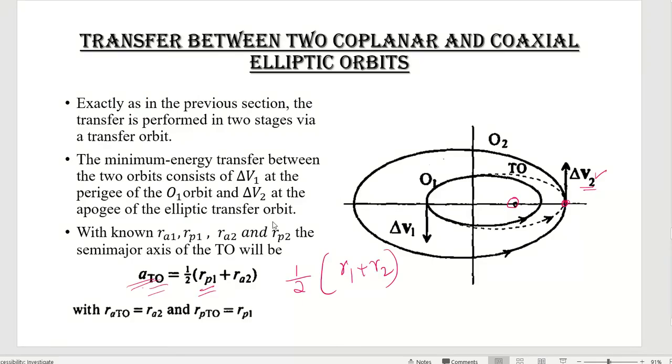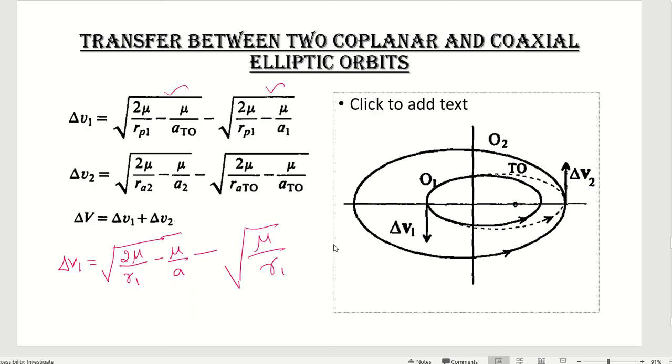So if you get problems where you have to transfer between two non-touching coplanar circular or elliptical orbits, then you have to follow this formula. Just the velocity is changing. So you just study the formula for velocity. This is the velocity for the elliptical orbit, that is root of 2 mu by rp minus mu by a, at this perigee point. If it is the apogee point, then it is ra. Just see this, rp and ra.